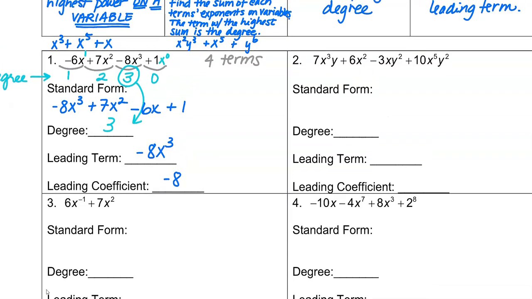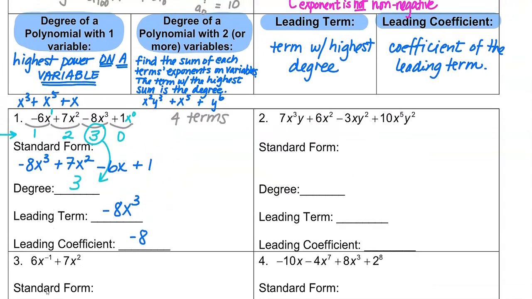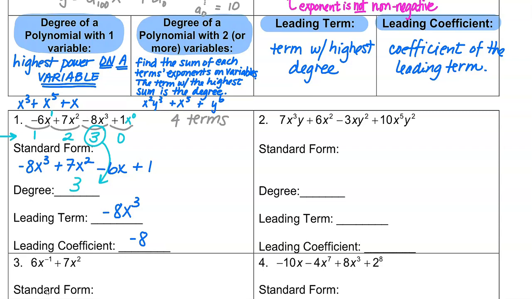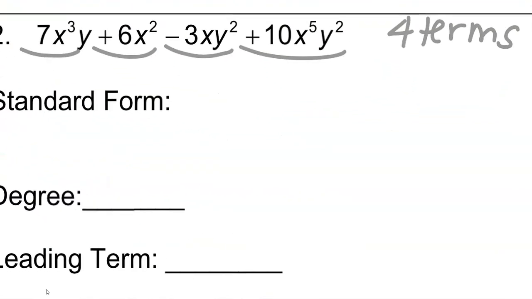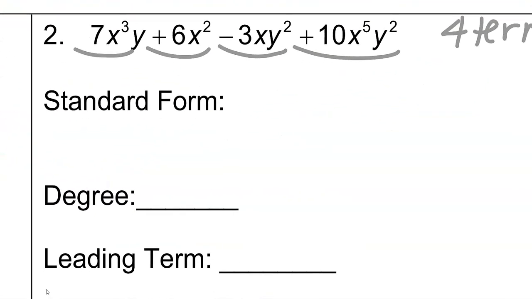Let's go to number 2. How many terms are there for number 2? Looks like there's 4 again, right? 1, 2, 3, 4. So what's the degree? I'm going to come in really close here. What's the degree of this first term? The 7x cubed y.